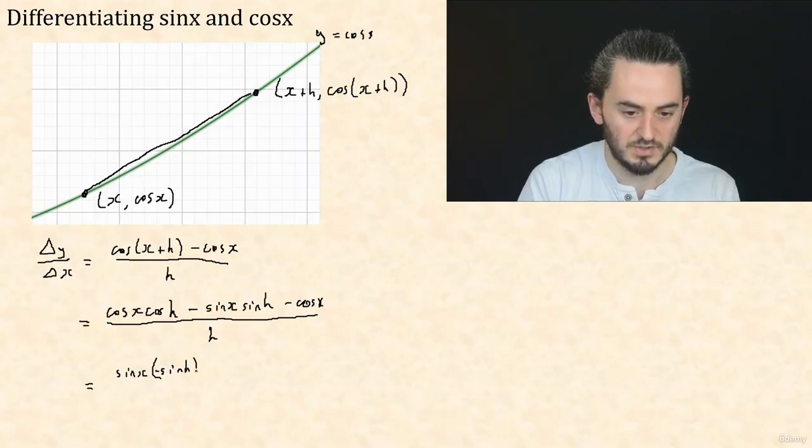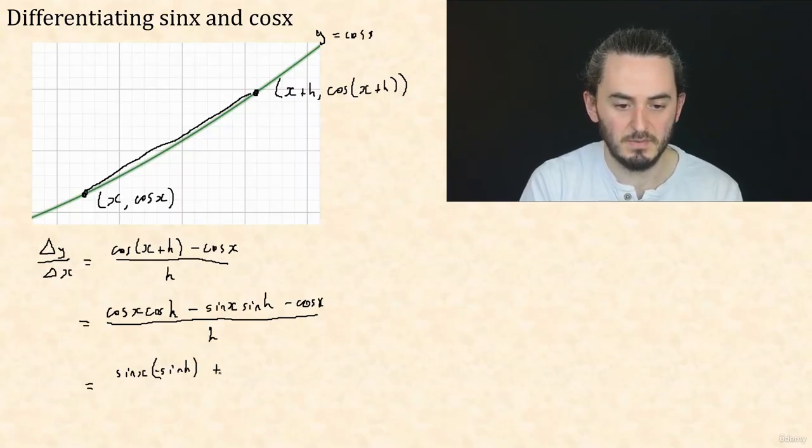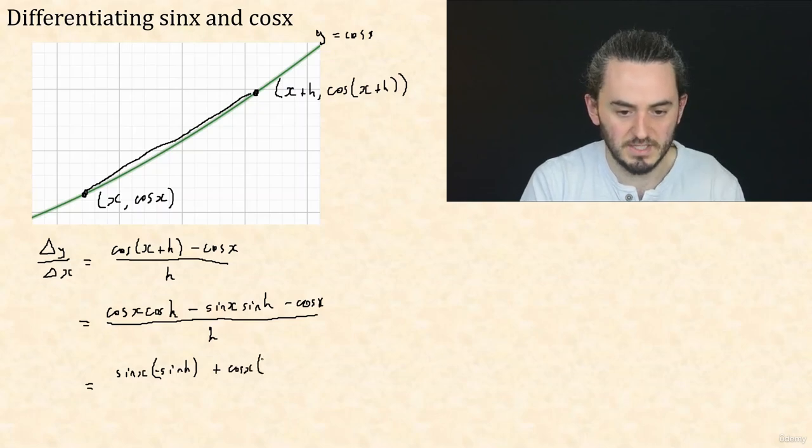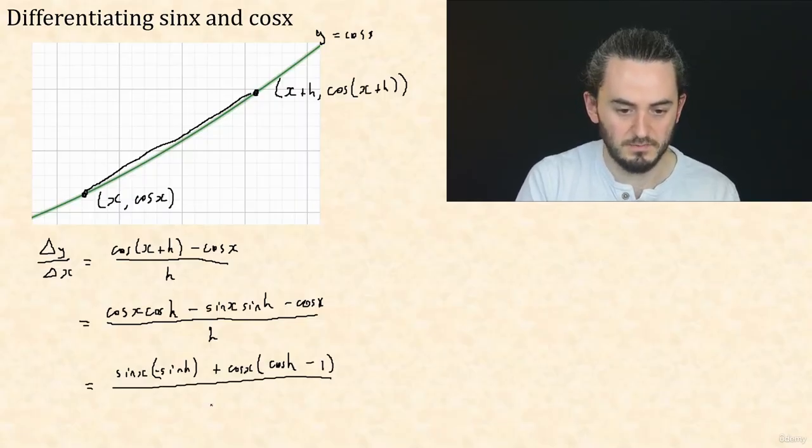Minus sine h. So that's how many sine x's I've got. How many cos x's have I got? Well, I've got cos h of them here, minus 1 of them here. And all of that is over h.